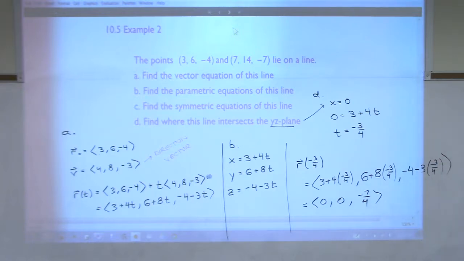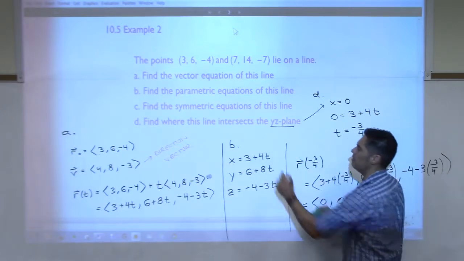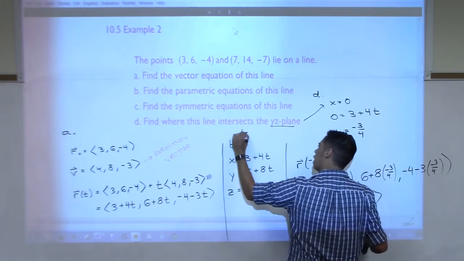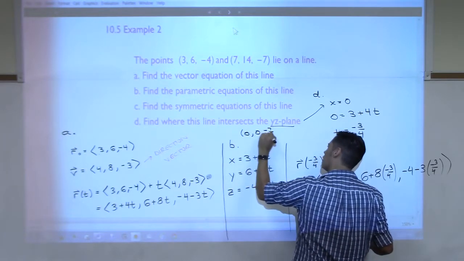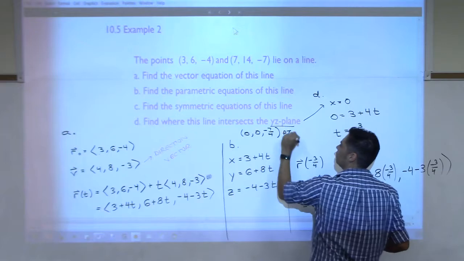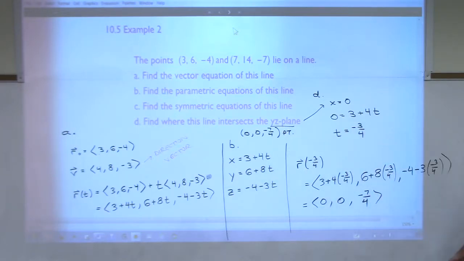So that point's on the z-axis. That's a vector, but we can look at it as a point, right? Where does it intersect the plane? We would say at 0, 0, -7/4. At that point. Is that clear? All right, let's move on.